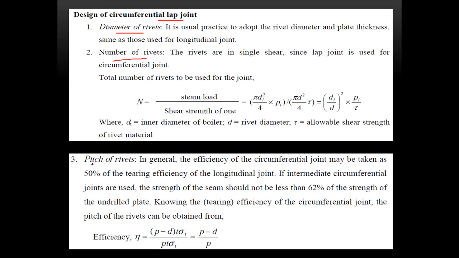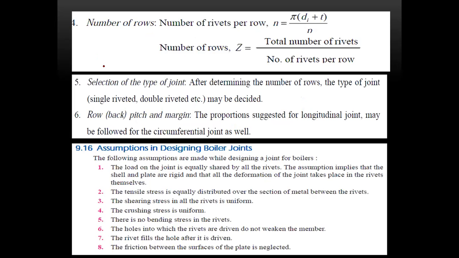Third one is the pitch of the rivets. Fourth one is the number of the rows. Fifth one is the selection of the type of the joint. Fifth one is a row or a pitch or margin. So these are the design points for calculation of design of longitudinal butt joint and the circumferential joint.